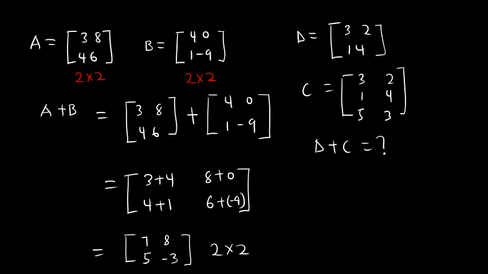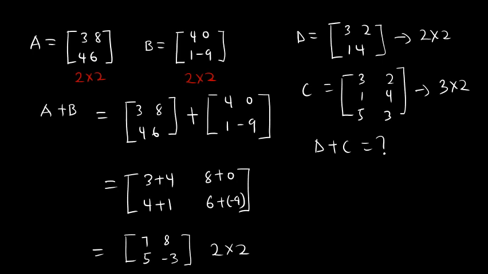The first thing you have to check here is to see if their dimensions are the same. To check if the dimensions of these two matrices are the same, let's look at this. This matrix here is a 2 by 2 matrix, and then this matrix here has 3 rows and 2 columns. So that's a 3 by 2 matrix.